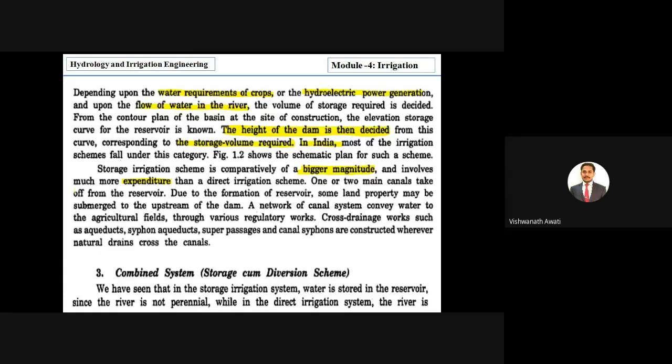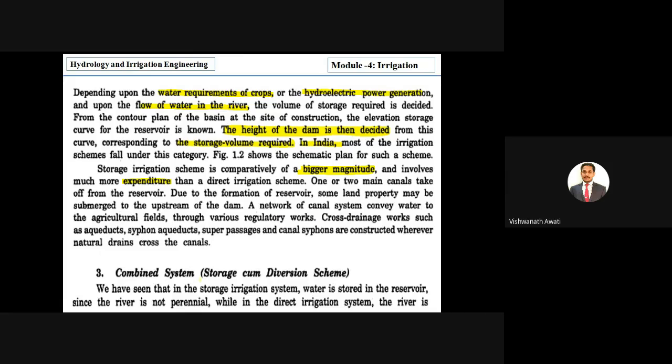One or two main canals take off from the reservoir. Here also left bank canals or right bank canals are given, or sometimes only one canal will be there to carry the water to the agriculture land. Due to the formation of the reservoir, some land property may be submerged. Due to the storage of water, some of the agriculture land on the upstream area of the river will be submerged, upstream of the dam. The network of canal system conveys water to the agriculture field through various regulatory works.